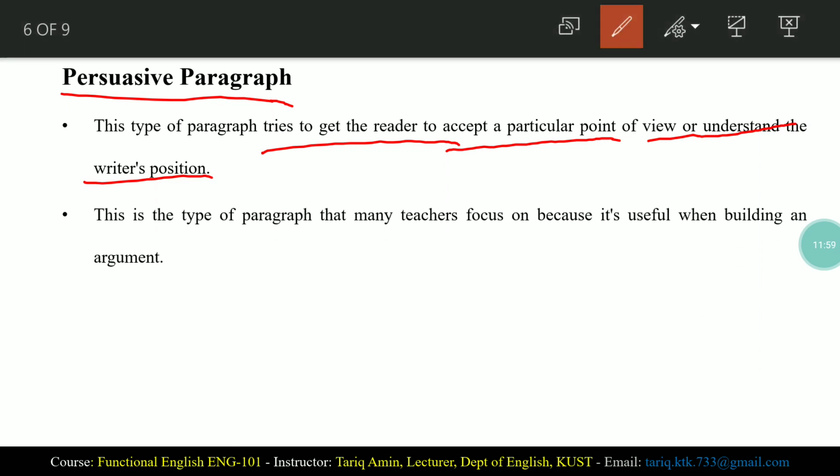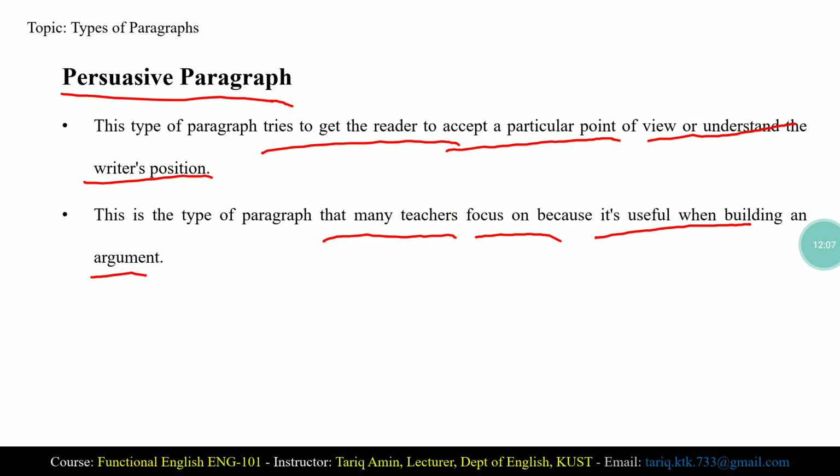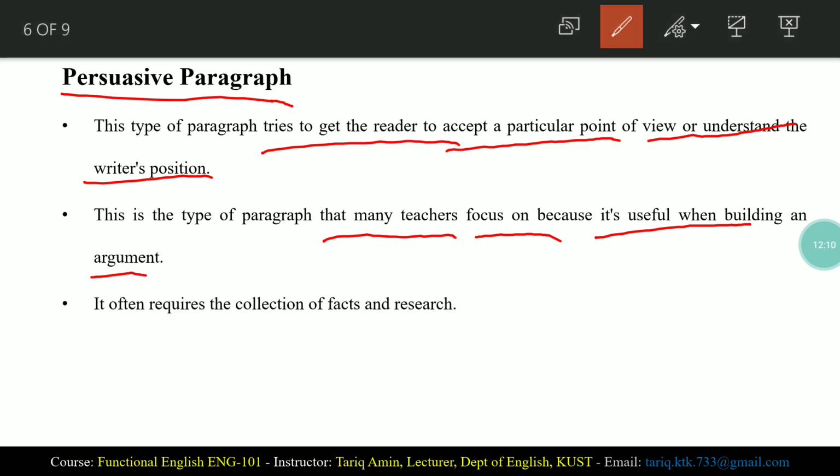This is the type of paragraph that many teachers focus on because it is useful for building an argument. It often requires the collection of facts and research. So, in order to make a particular reader believe your point of view, you need to provide different facts on the basis of research. And just after that, your readers will believe you, and your readers would accept your point of view. Such types of paragraphs are usually used by advertisers.